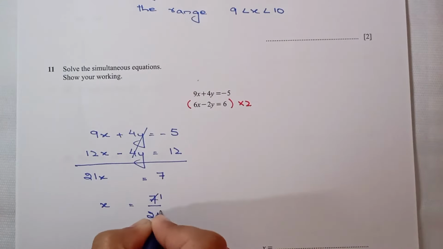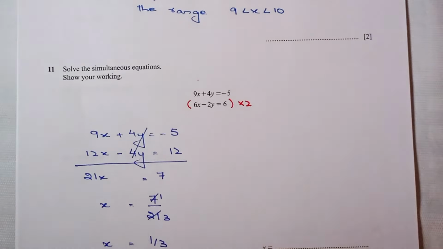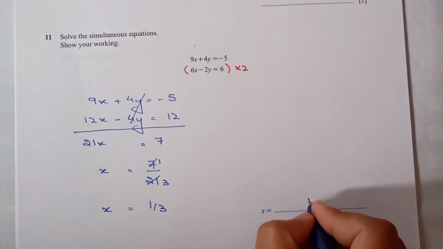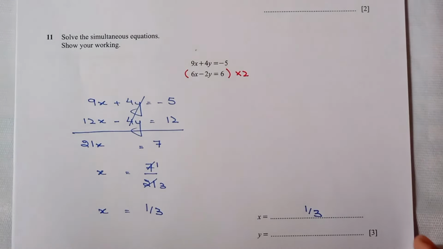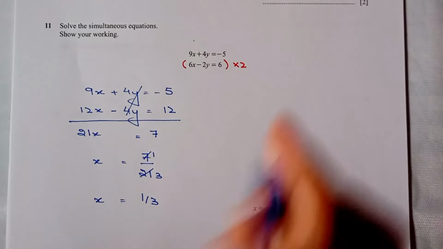7 times 1 is 7, 7 times 3 is 21. So the x value is 1 out of 3. So we got the x, that is 1 by 3. So we can substitute the x into either equation 1 or 2 to get y. So let me substitute in equation 1.